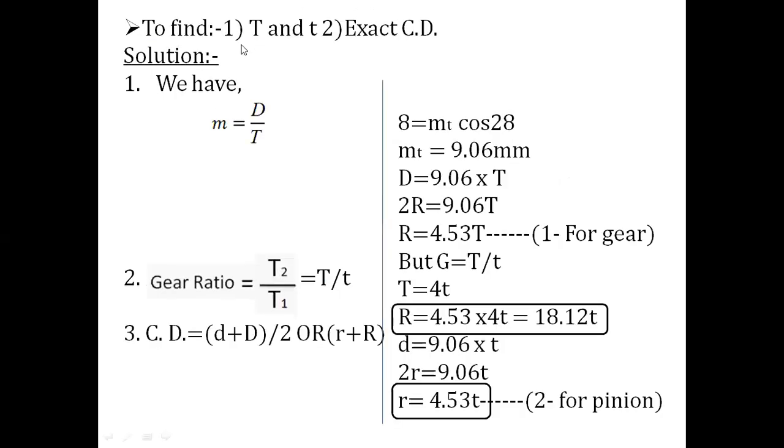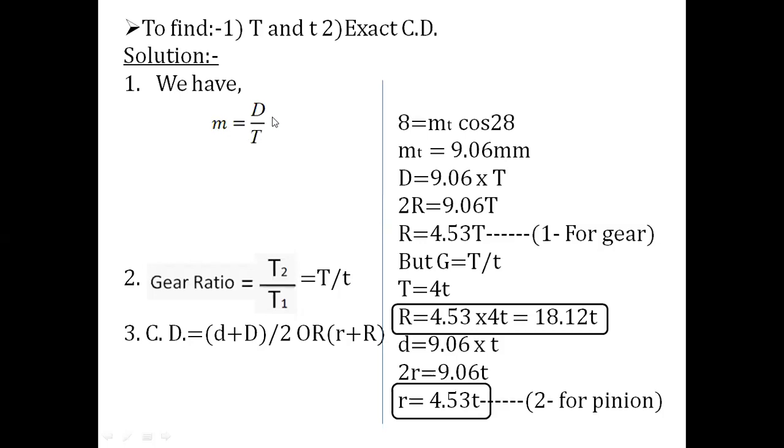Now we have to find the number of teeth on the helical gear, that is capital T, and the number of teeth on the helical pinion, that is small t. Second is the exact center distance. So we have the formula: module is equal to d by t. Module is equal to d by t.